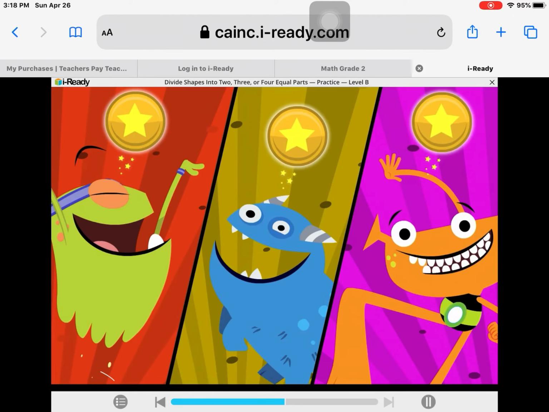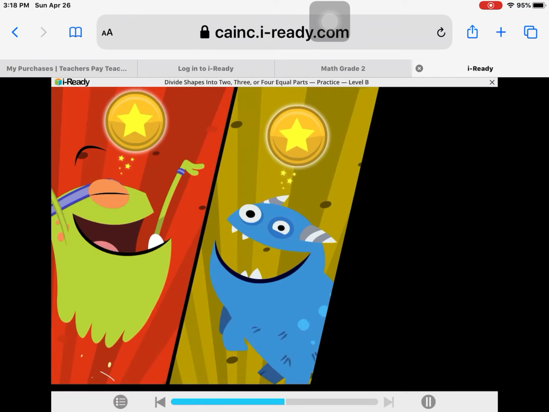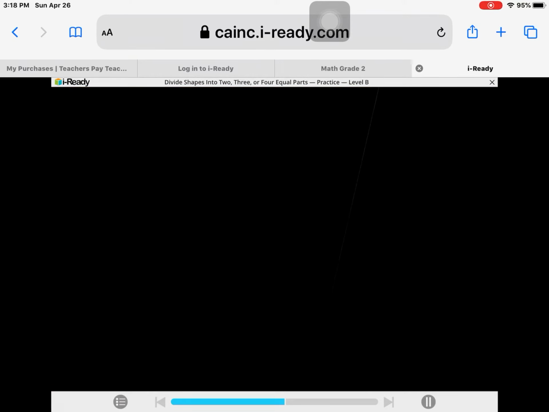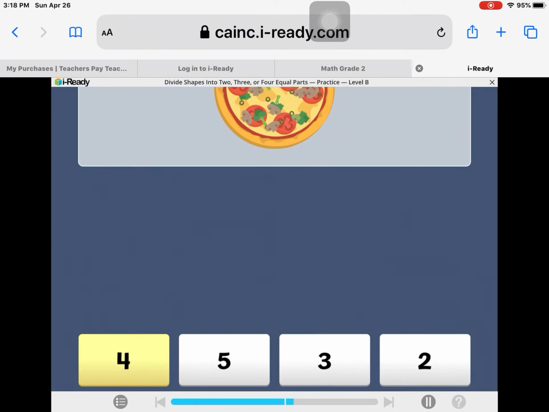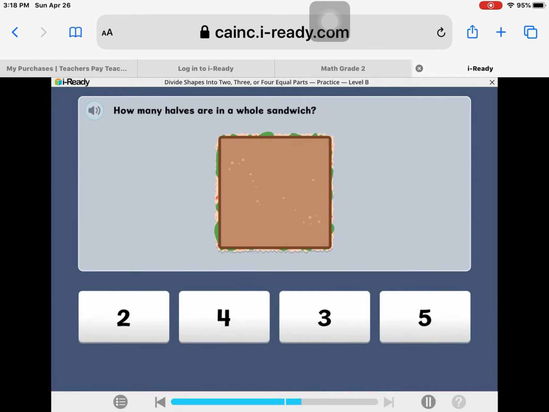Aw, yeah! It's practice time! Collect all 3 stars to finish the practice round. How many fourths are in a whole pizza? Double wow! There are 4 fourths in a whole pizza. How many halves are in a whole sandwich? Indeed, there are 2 halves in a whole sandwich.